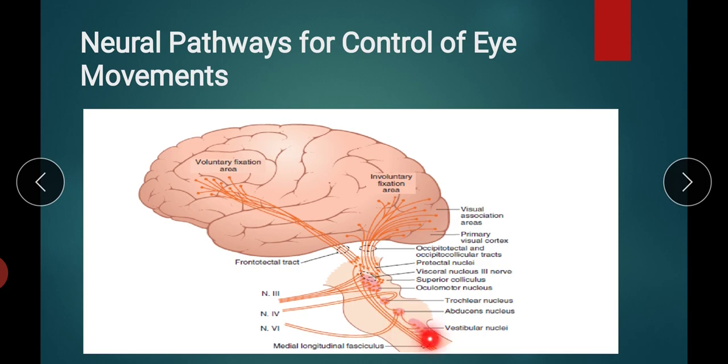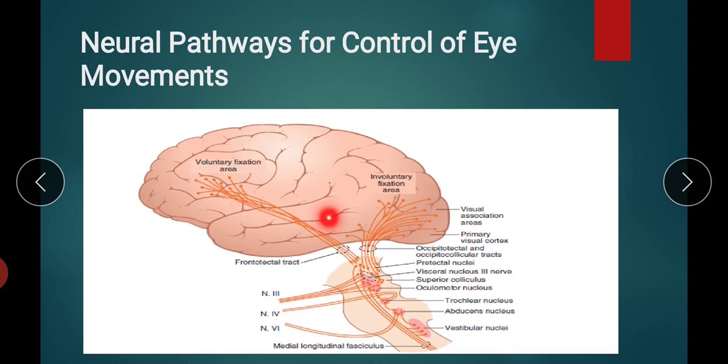So this is possible because of the interconnection between the third, fourth and sixth cranial nerve nuclei as well as the vestibular nuclei, and the bundle which is formed by these interconnected fibers is known as the medial longitudinal fasciculus.